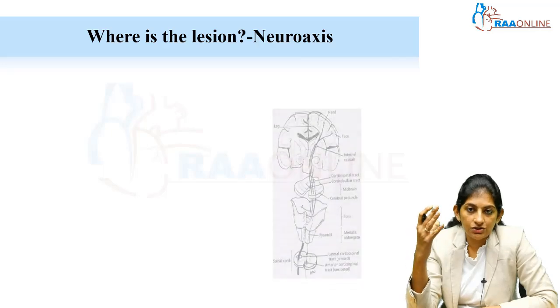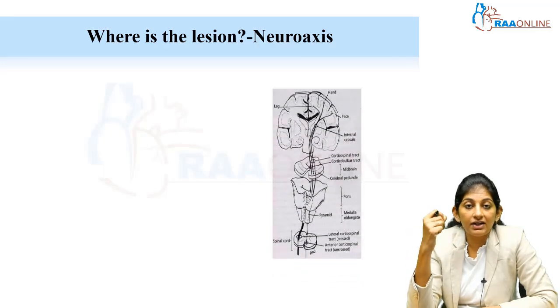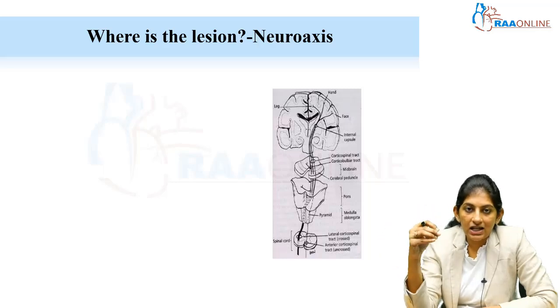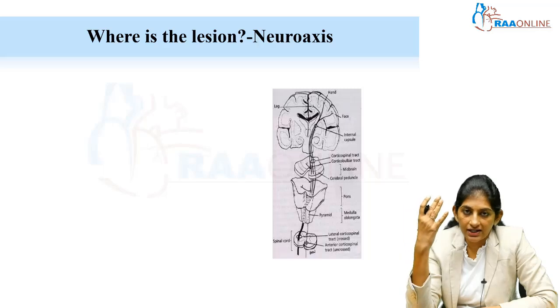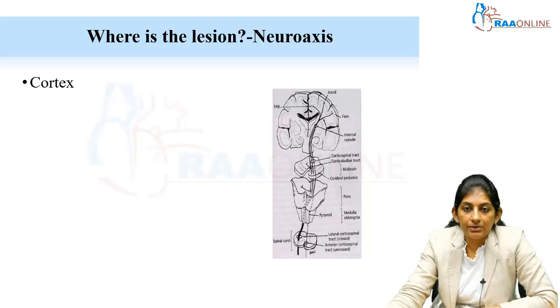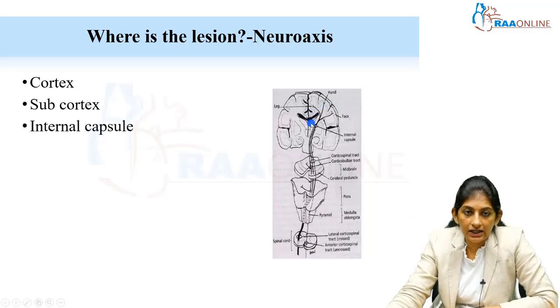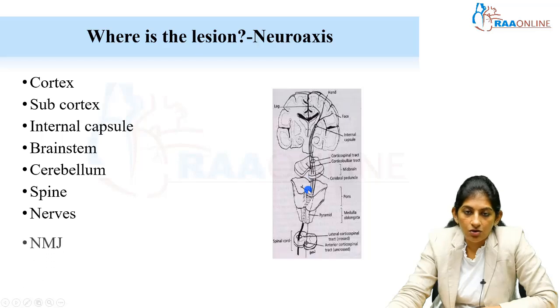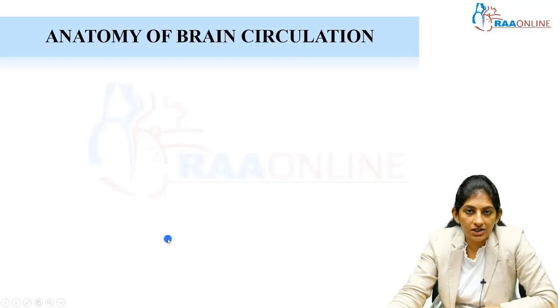Whenever we receive a child with stroke, our aim is to identify where the lesion is. Depending on the neurological deficit, we can establish the site of the lesion in the neuroaxis. It can be in the cortex, the subcortex, the internal capsule, the brain stem, the cerebellum, spine, nerves, neuromuscular junction or muscle. Anywhere in the neuroaxis the pathology can be there.